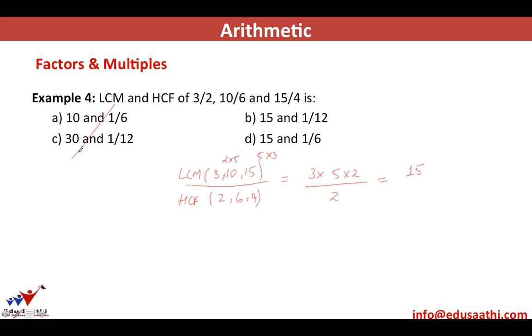That means these two answer options are anyways eliminated. And if I have to find out the HCF, I'll find the HCF of 3, 10 and 15 divided by the LCM of 2, 6 and 4. This is 3, there is no common thing. This is 2 into 5, this is 5 into 3, this is 3. There's no common factor in all of them apart from 1. Divided by the LCM of 2, 6 and 4. 4 is 2 square, this is 2 into 3, this is 2. So I'll take the highest part, 2 square into 3, which is 12. So my answer will be answer option B.